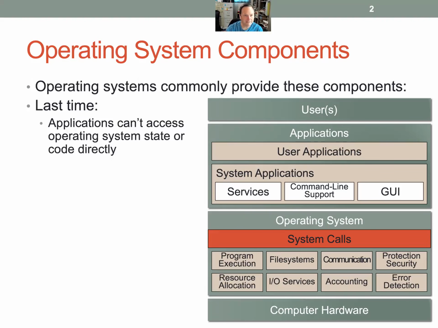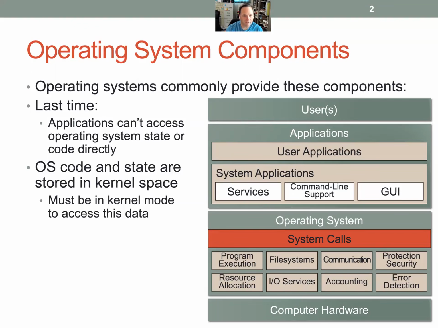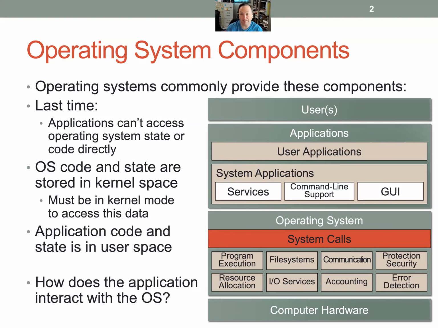Applications can't access the OS state or code directly because that would be bad. So you have this ability through the virtual memory system to say this part of the address space is only accessible from kernel mode. This part of the address space is only accessible from user mode. And so we call them kernel space and user space for obvious reasons.